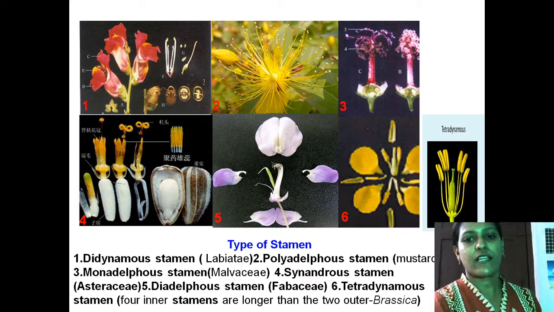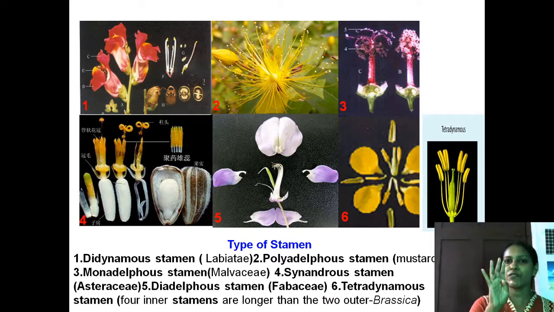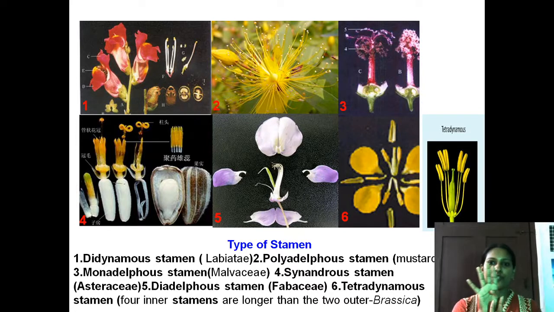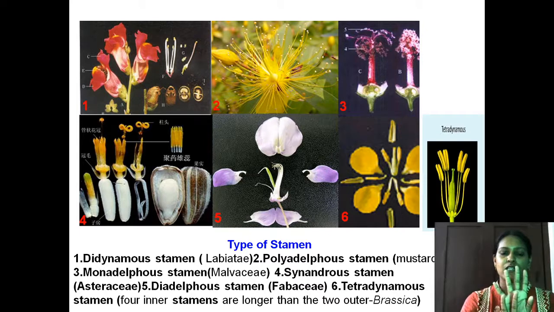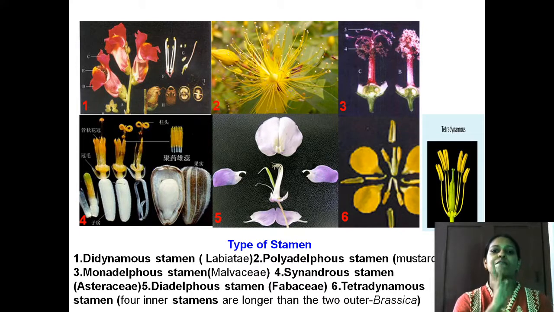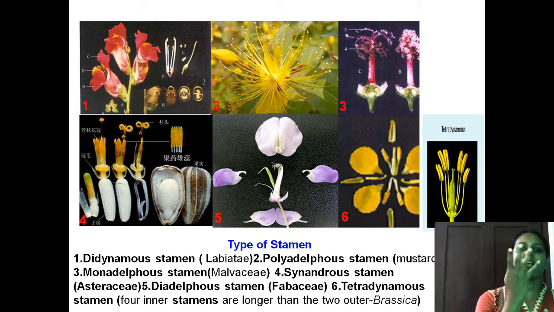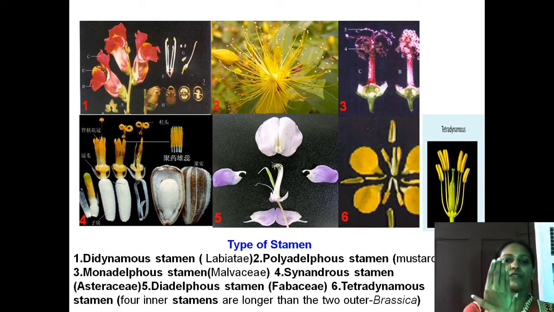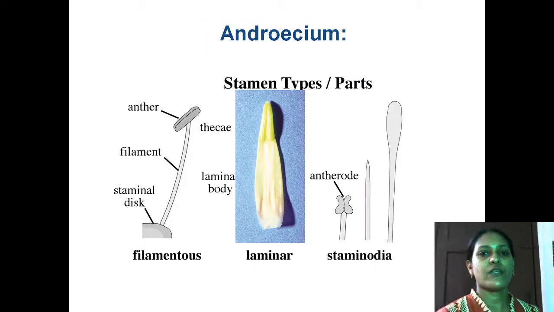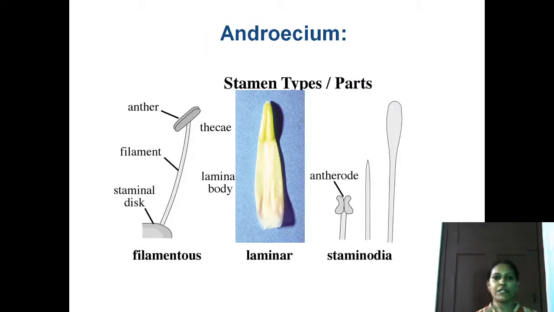Then the last one is tetradynamous. Tetradynamous means four are bigger and two are smaller. The four stamens of the inner whorl are very large, and the remaining two are very short and they are the outer ones. The outer ones will be shorter. That is what the diagram shows. So this is the main stamen part.